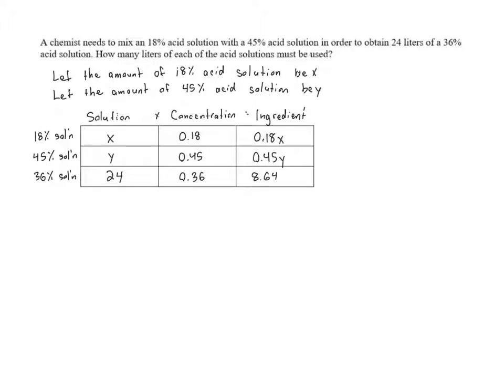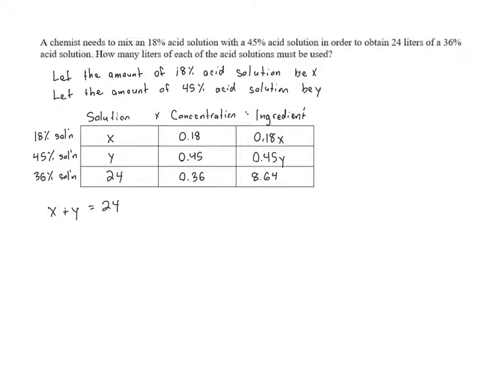We know that the first two solutions, the 18% solution and the 45% solution, are getting mixed to form the 36% solution. If we know that there are going to be 24 liters of the 36% solution, that's the total of all the solutions we mix together, and that means that x plus y has to equal 24.